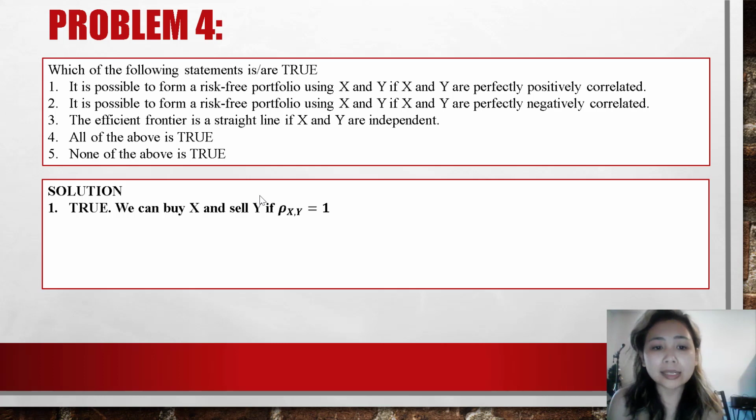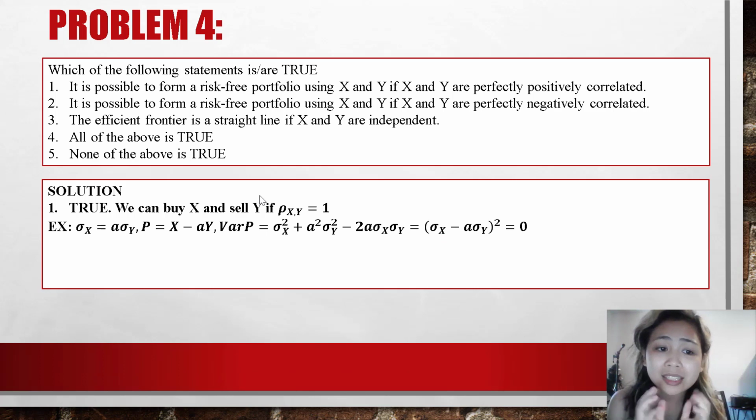we can buy X and sell Y. Here X and Y are perfectly positively correlated, so rho XY is 1, right? So we are going to buy 1 and sell 1. We can either buy X and sell Y or buy Y and sell X. Just make sure we buy 1 and sell 1 so that we can produce a negative sign in it to cancel out some terms.